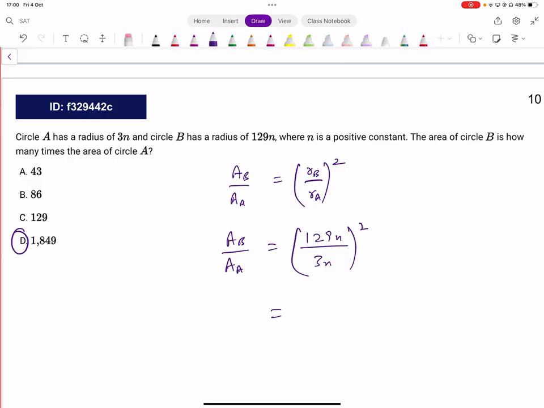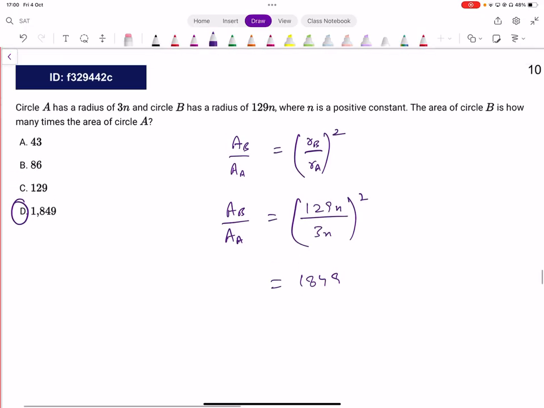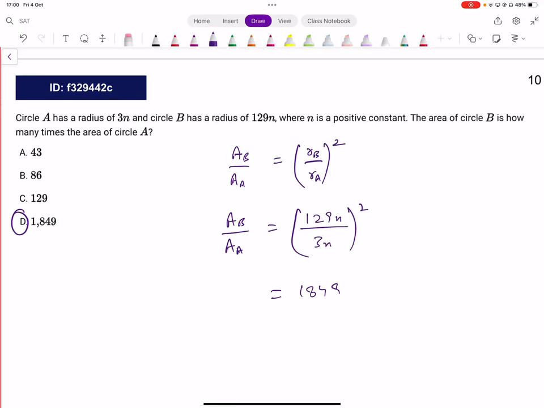Okay? Hajra, is that correct? Verified? Okay. 1849. That's the final answer that we have. And that's it. We're done with all the geometry questions as well.